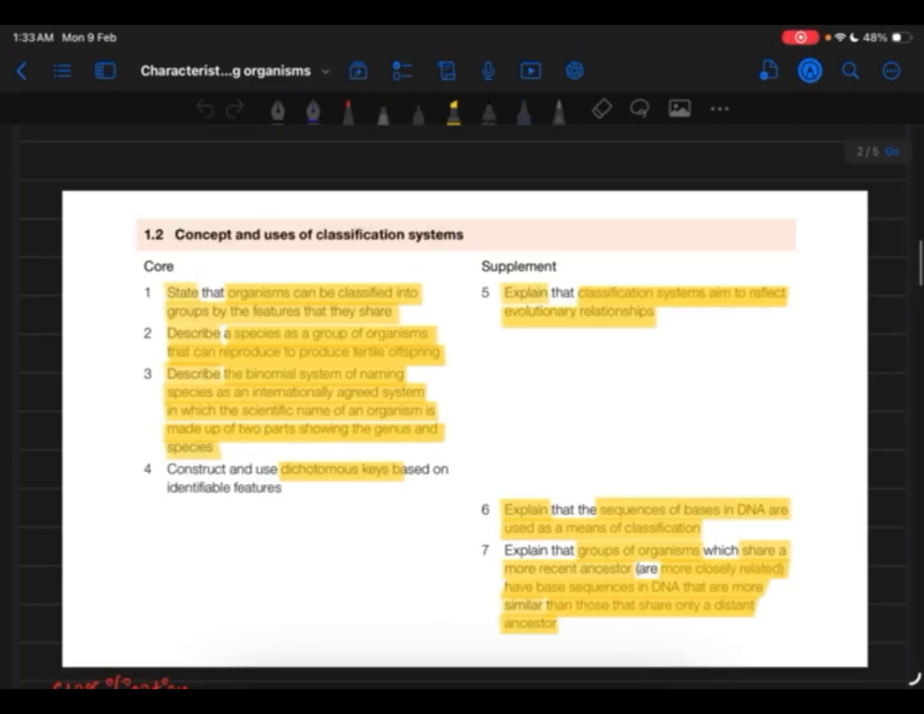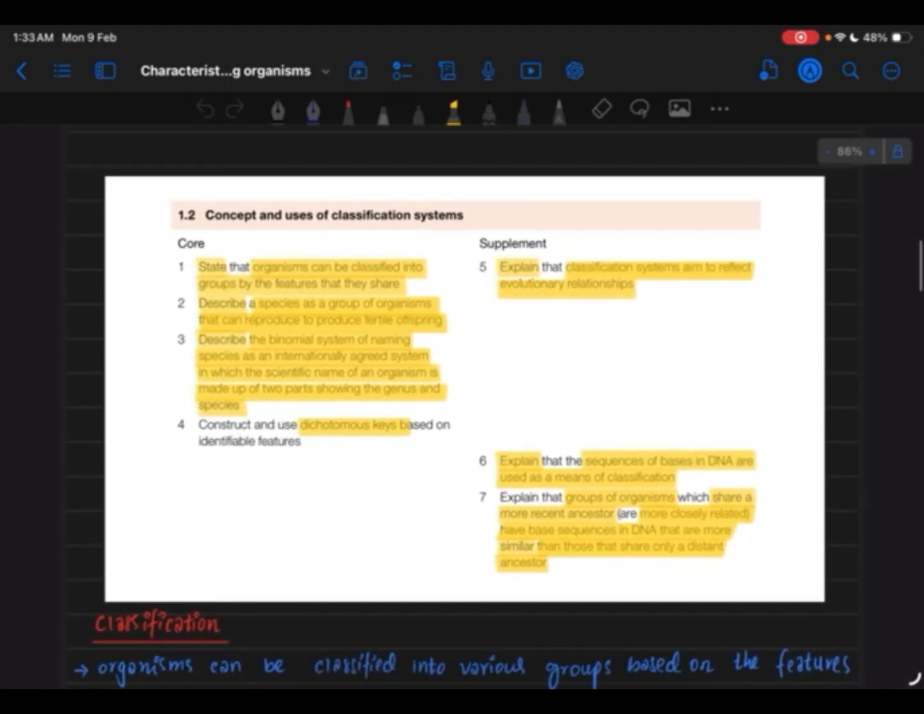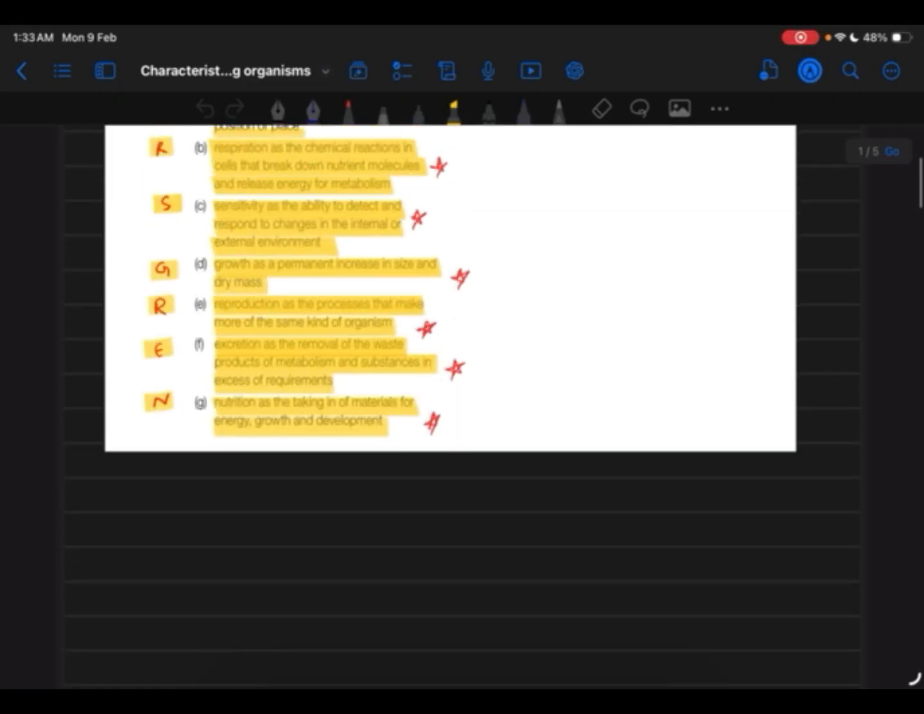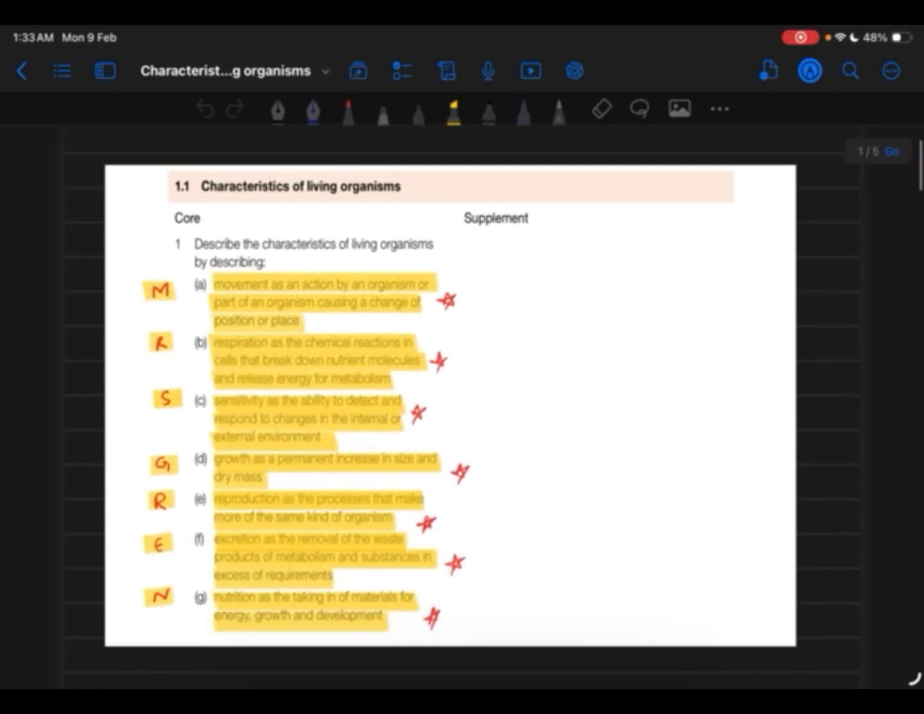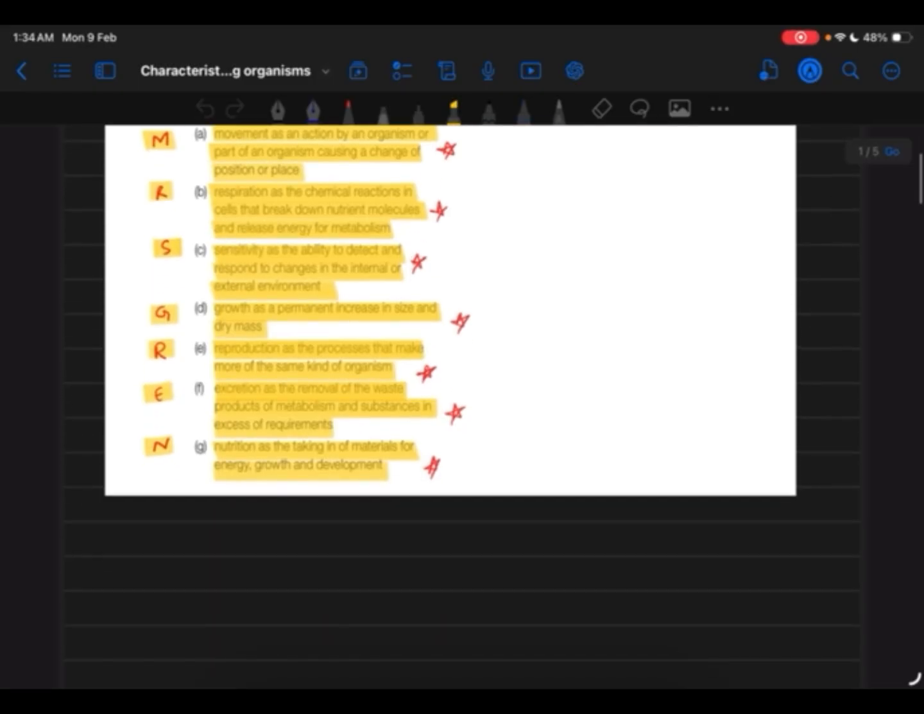So today we're going to be covering 1.2 of IGCSE Biology, Concept and Uses of Classification Systems. This is also not that complicated, but obviously a little bit more complicated than our previous unit, which was extremely simple, and you guys do need to memorize all of these definitions. They're super important and they're asked quite a lot, so they're very easy marks to obtain, so do not lose them.